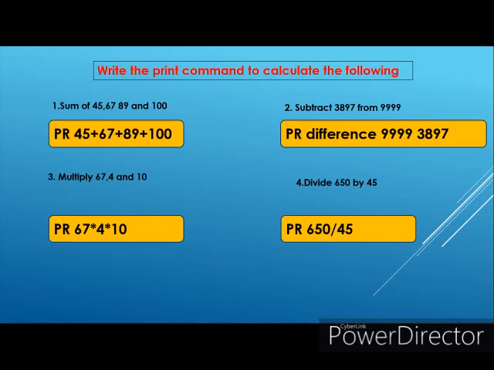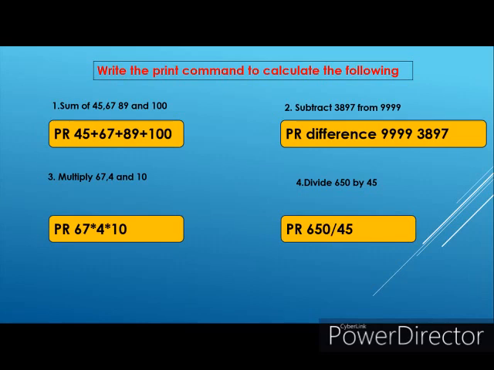Write the print command to calculate the following. First question, sum of 45, 67, 89 and 100. Logo command for doing this calculation is print 45 plus 67 plus 89 plus 100. We cannot use the keyword sum because it accepts only two arguments. Here we have four numbers, so we can use symbols.